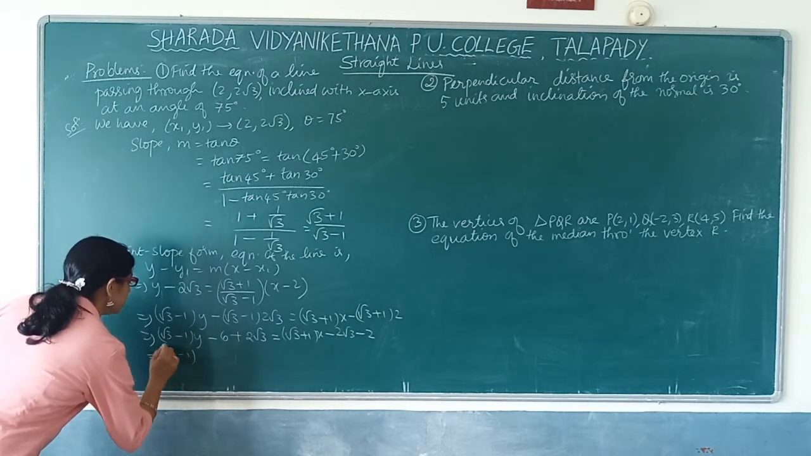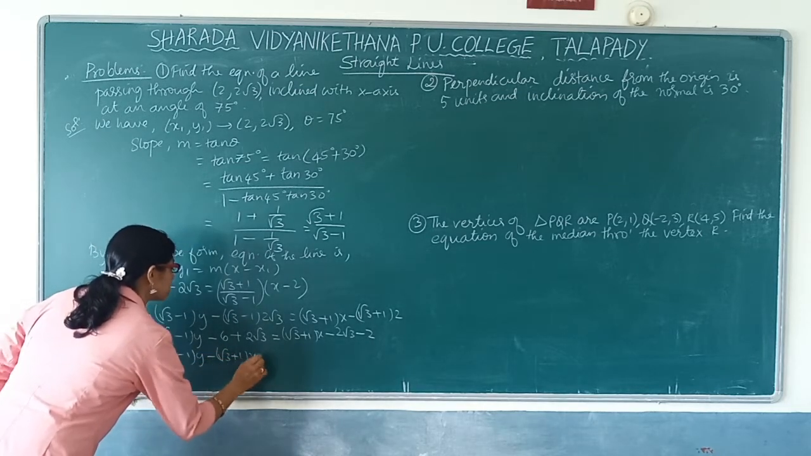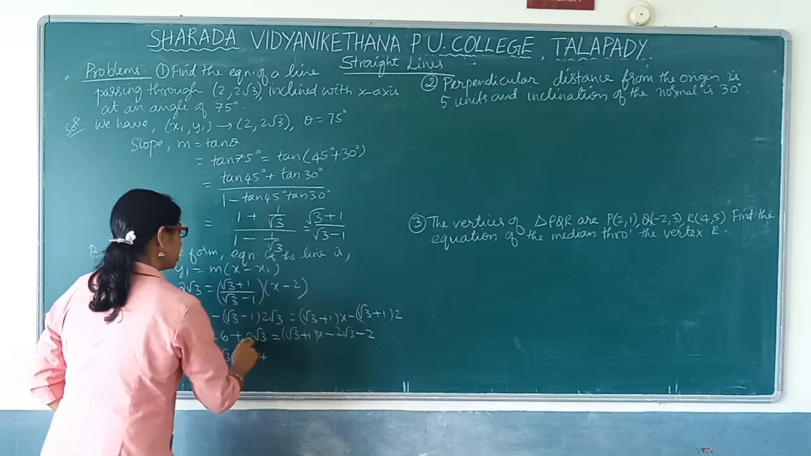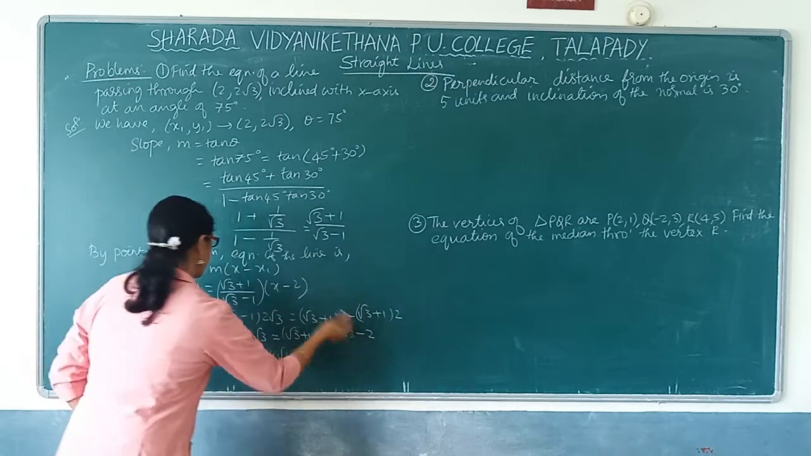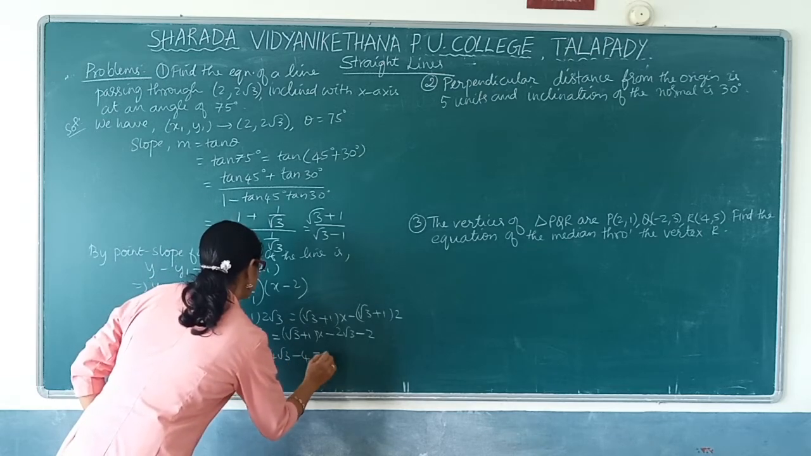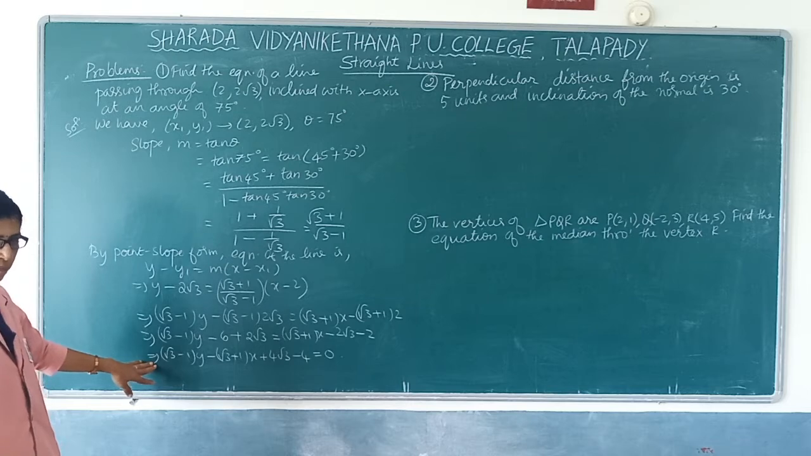Root 3 minus 1 into y minus root 3 plus 1 into x plus, what is this? 2 root 3 plus 2 root 3, 4 root 3 minus 4 is equal to 0. So if you want, we can compress that. How can we do it?